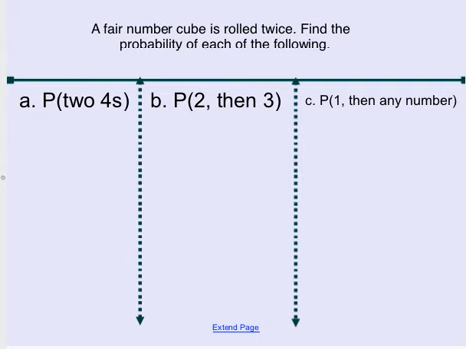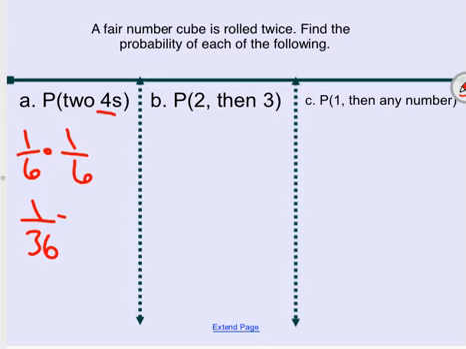A fair number cube is rolled twice. Find the probability of each of the following. So two 4s. The first 4 would be 1 out of 6 times another 1 out of 6, which would be 1 times 1 is 1, 6 times 6 is 36. So 1 divided by 36 is equal to 0.027 repeating, it looks like.